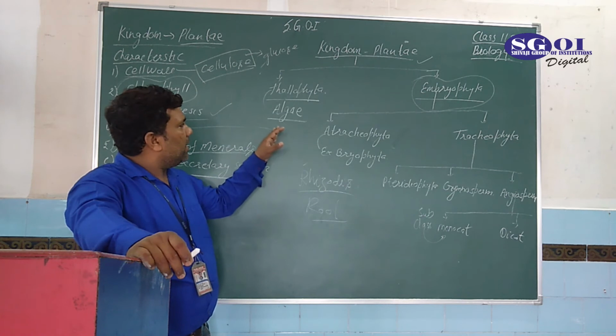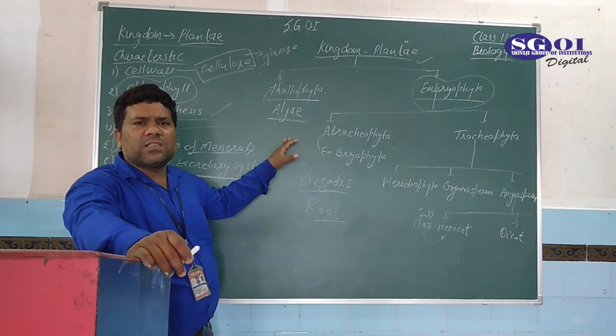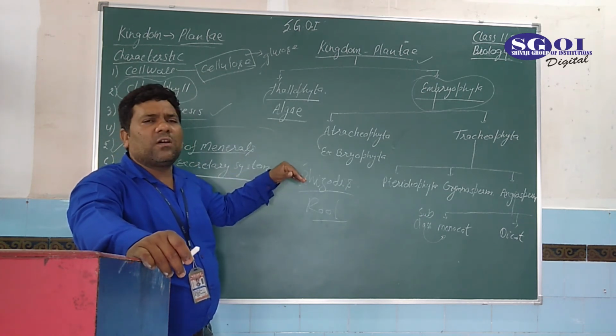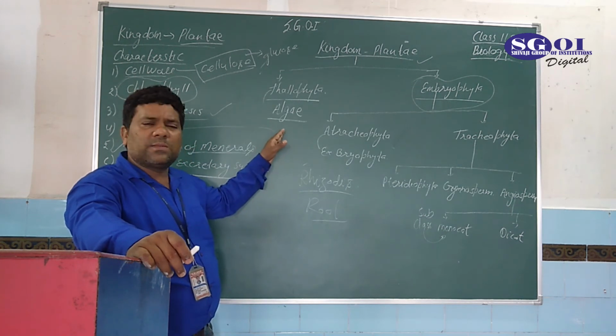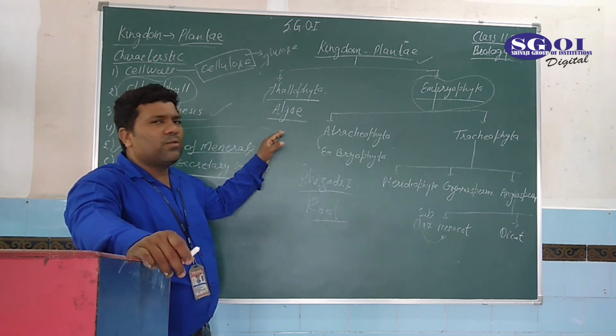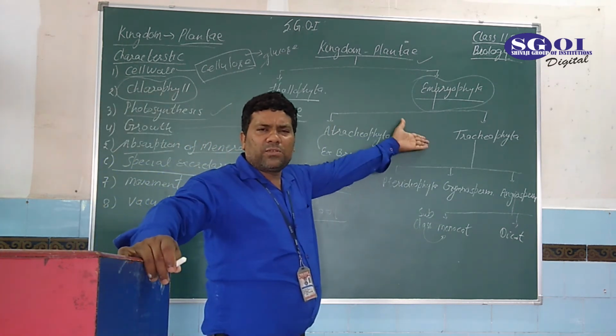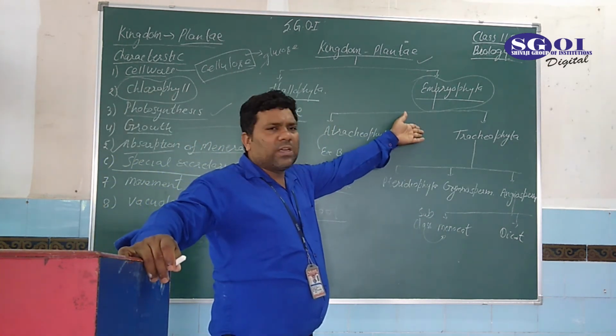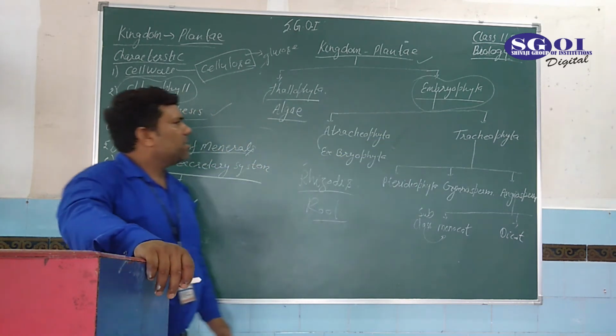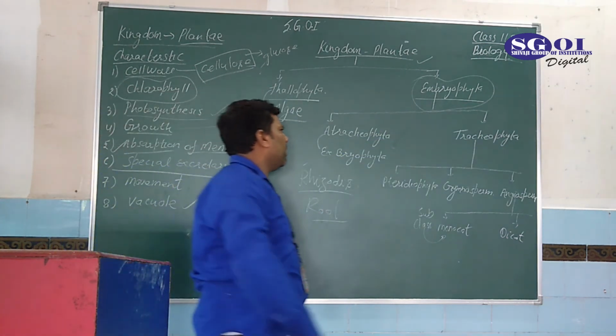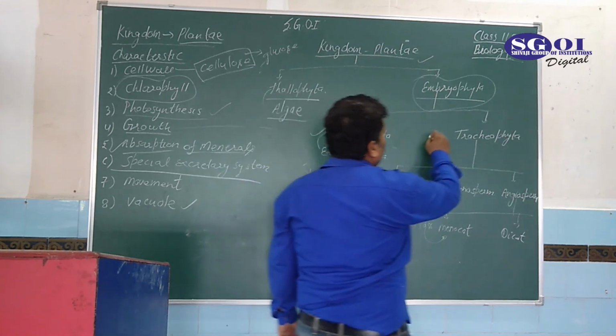What happens here? Spore-like structures are formed, these spores are dispersed, and these spores germinate into a new plant. But in embryophyta a proper embryo system is found, and this embryo makes the new plant. Now embryophyta is divided into two parts, known as atracheophyta and tracheophyta.